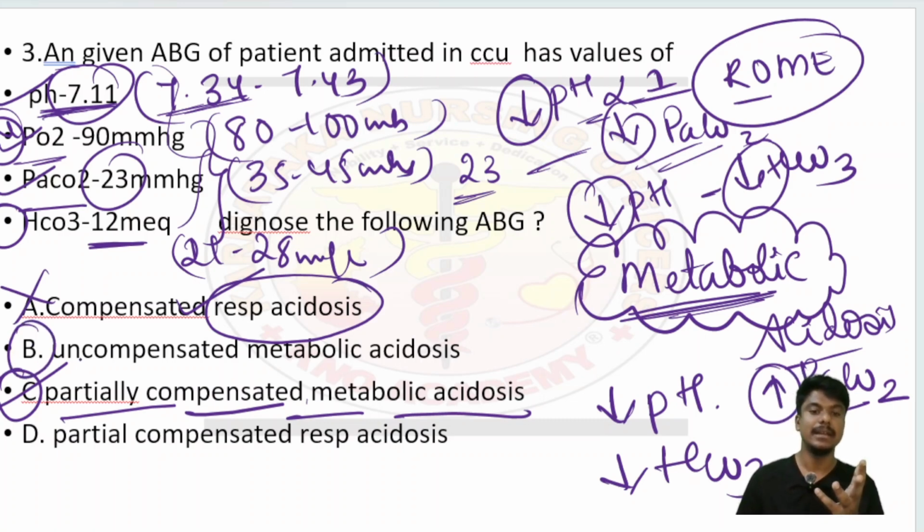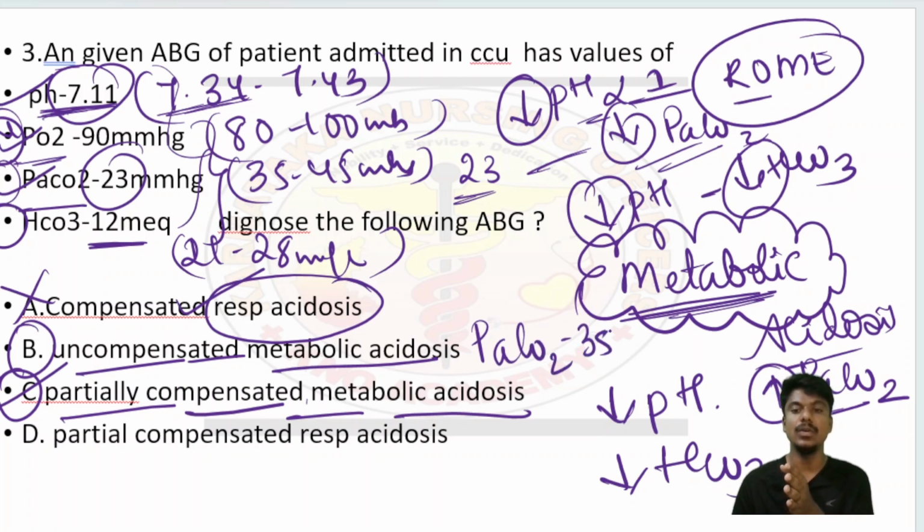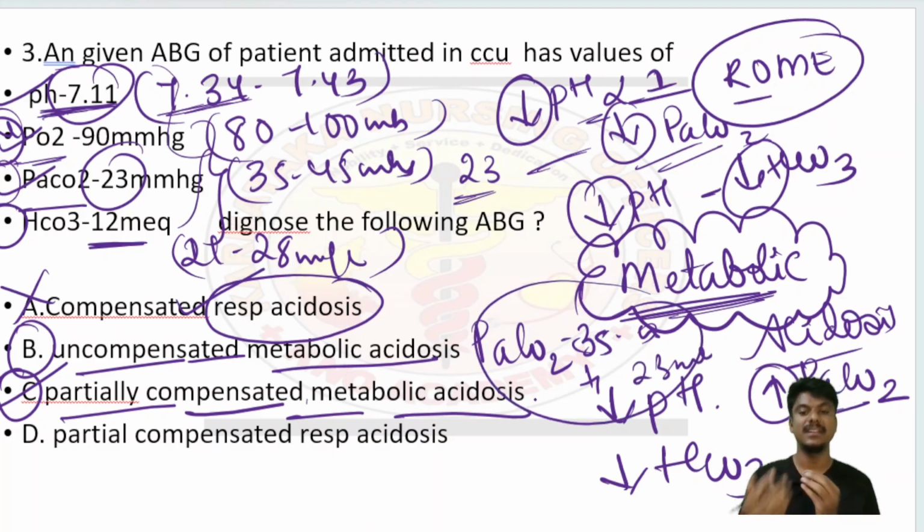Now option B says purely uncompensated metabolic acidosis. In purely uncompensated metabolic acidosis, one parameter will be normal: your PaCO2 should be normal, 35 to 45 mmHg, while bicarbonate is abnormal. But here PaCO2 is dropping to 23 mmHg. So I can call this partially compensated metabolic acidosis.